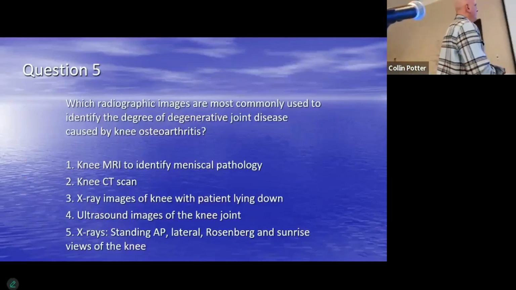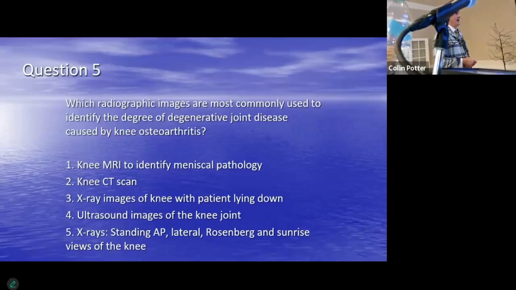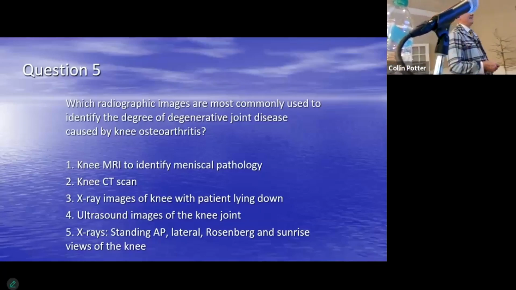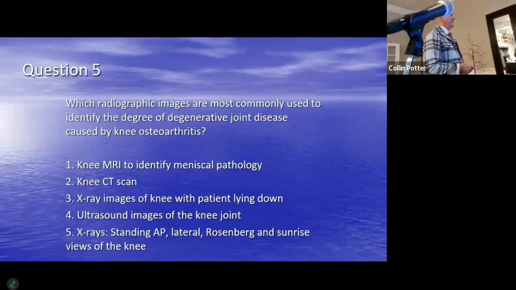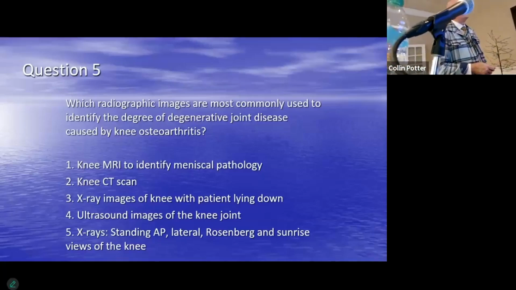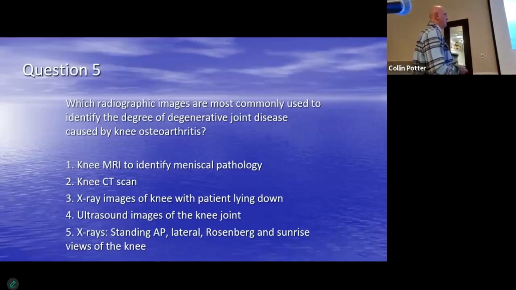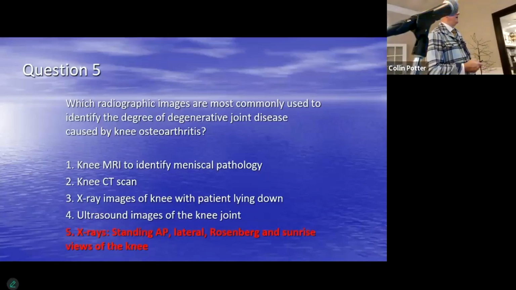Which radiographs are most commonly used to identify the degree of degenerative changes in the knee? So MRI, right off the bat, that sounds like not a radiograph. Knee CT doesn't sound like a radiograph. Ultrasound doesn't sound like a radiograph. Images of the patient lying down or non-weight bearing, or x-rays, AP, Lau, Rosenberg, and Sunrise of the knee, right? That sounds pretty good.